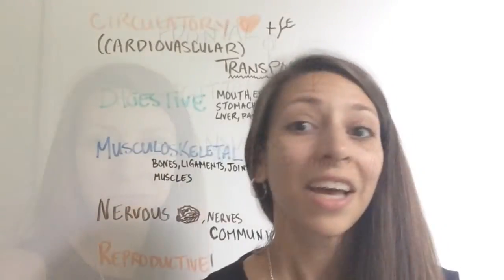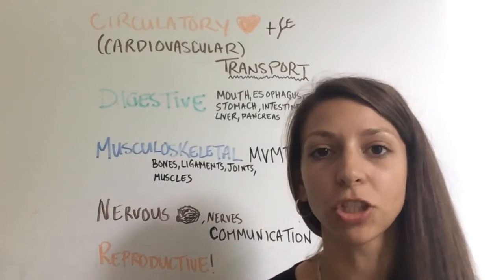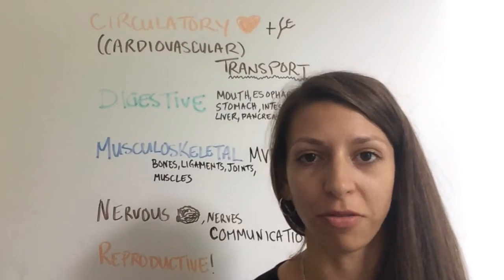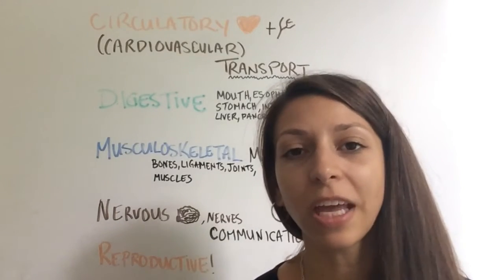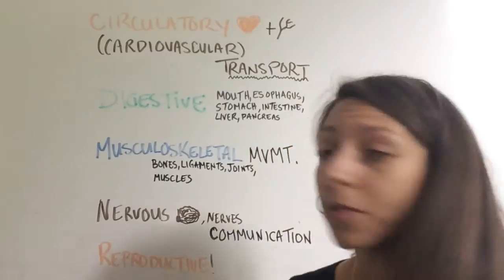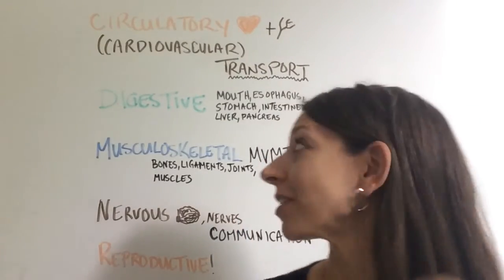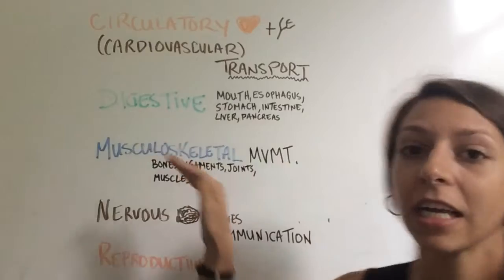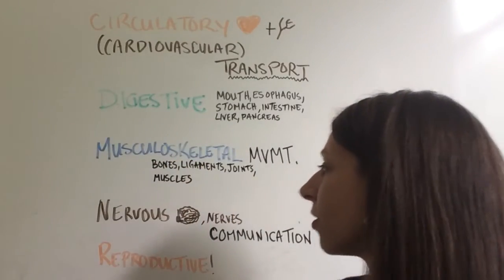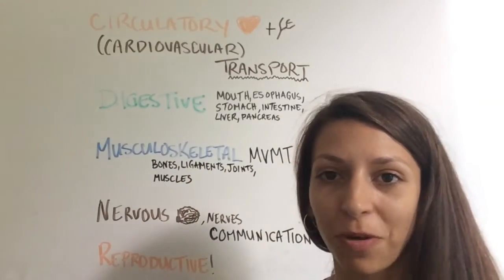Alright, hey guys, so now we're going to talk about some of the major organ systems that we're going to study throughout the year, especially the ones that you'll hit within your assessments. So the 5 big ones that are in the power focus areas are going to be circulatory, digestive, musculoskeletal, nervous system, and of course our reproductive system.